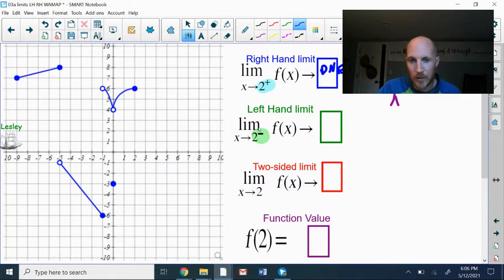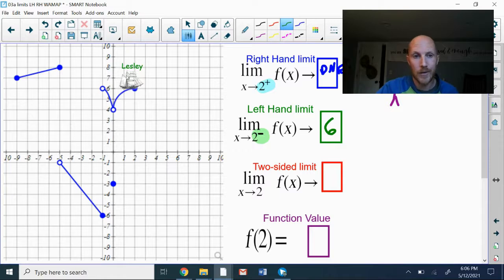So, left-hand limit as x approaches 2 from the left. All of this part of the graph right here, none of that stuff makes any difference. All I care about is this last little piece of the graph that Leslie would be sailing on as he approaches the x value of 2. And on this last little bit of the graph, curving towards that height right there, 6. Right, so my left-hand limit is 6.